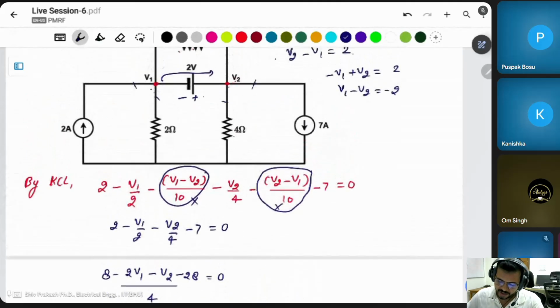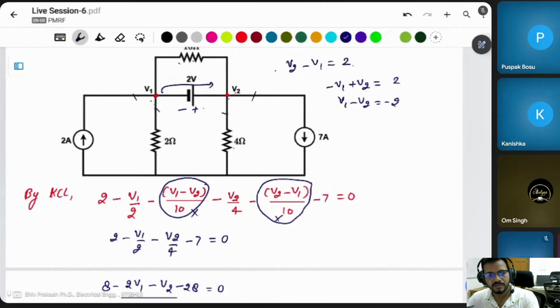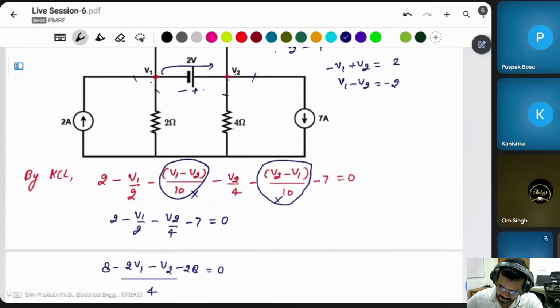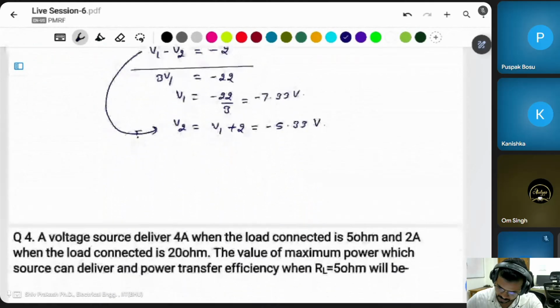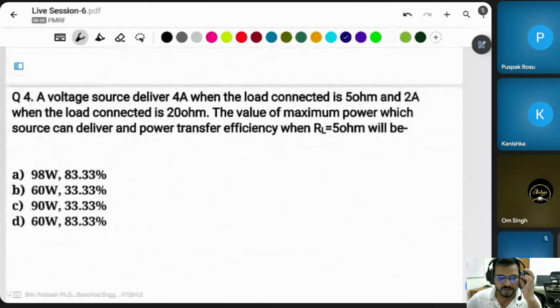Okay, simply you can add the two equations in a single way, then solve this one, and you can get the answer to the supernode question. Okay. Let's go for the next question.